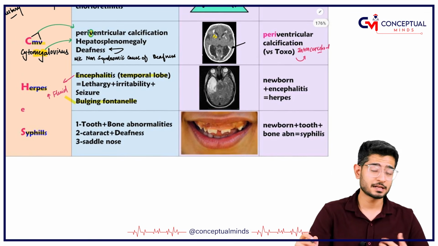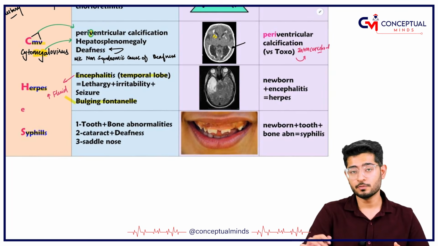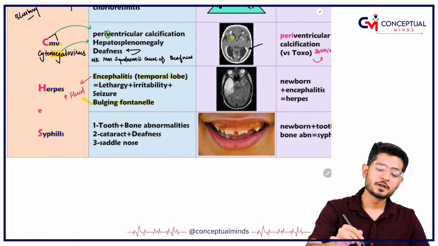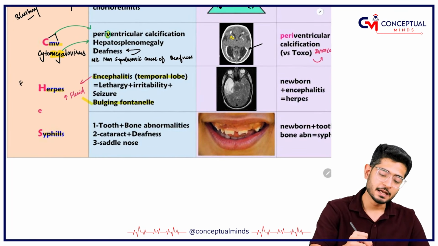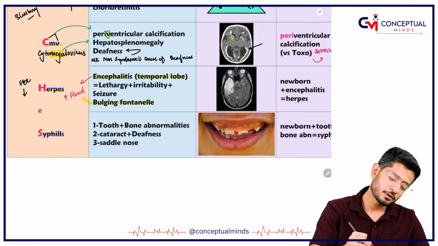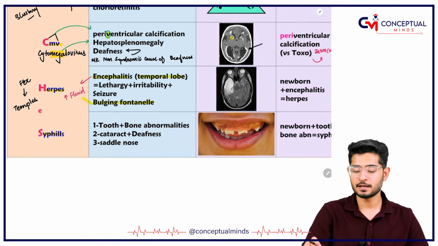So encephalitis, and that's to which lobe? Temporal lobe is going to be there. So her means what? Her means lady, and most of the ladies will be found nowadays where? In the temples. Okay, so herpes, temples, temporal lobe.